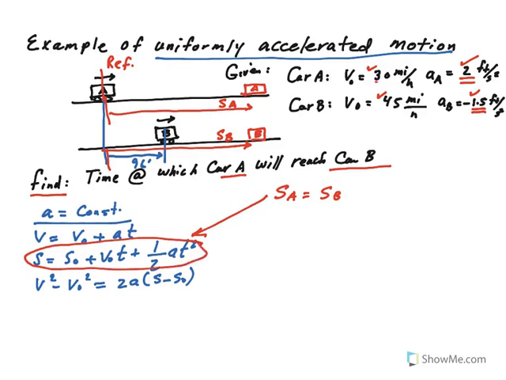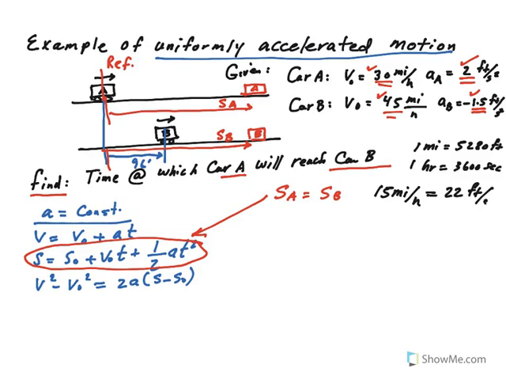Of course, we have to do some conversions here, right? And that's very easy. Remember, 1 mile is 5,280 feet, and 1 hour is 3,600 seconds. So you could multiply by 5,280 and divide by 3,600 seconds. But let me show you something interesting. It turns out that every 15 miles per hour, and this could be used in other problems, is 22 feet per second.